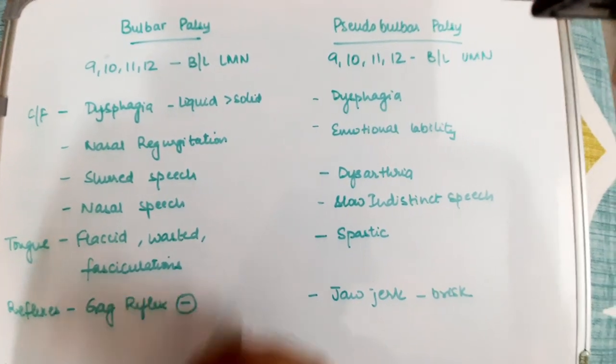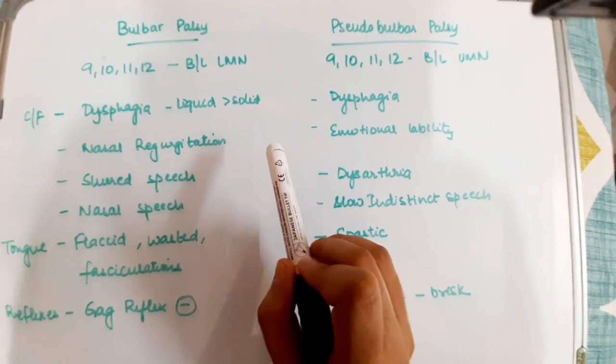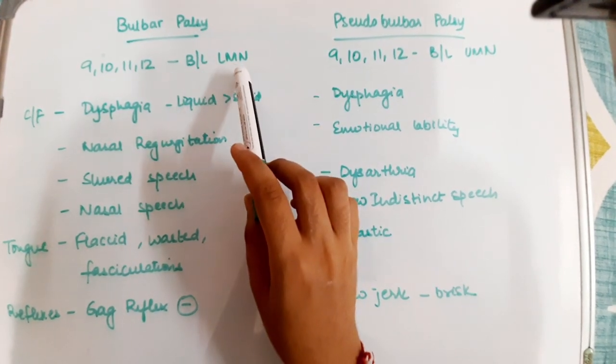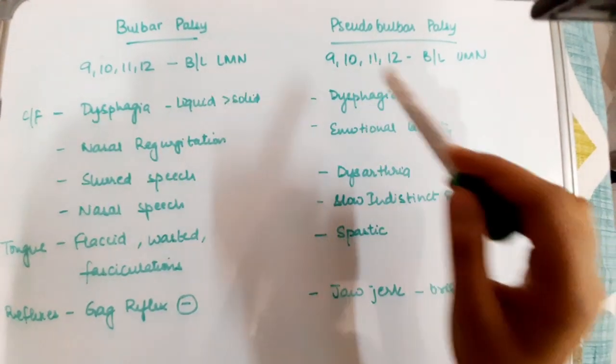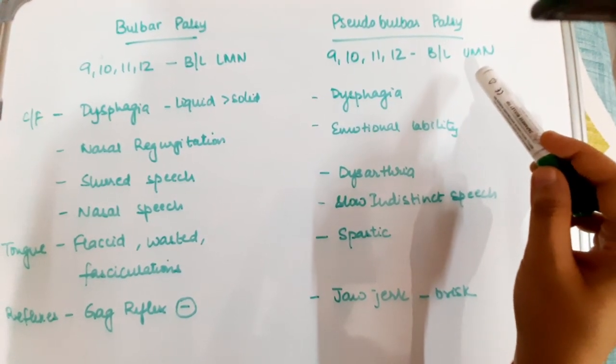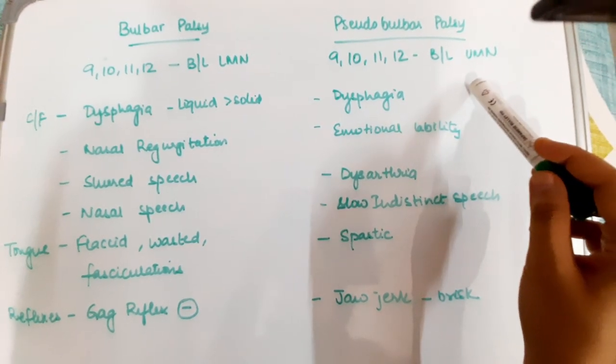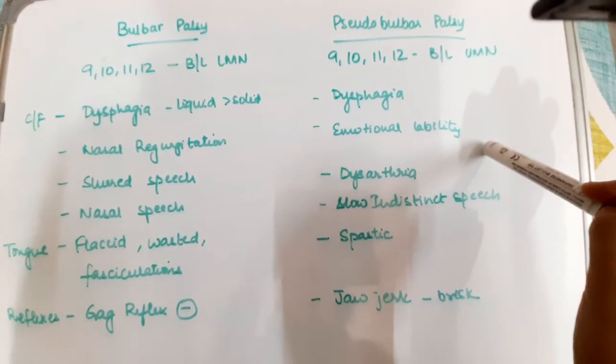It is important to remember that in an LMN lesion, the cranial nerve nuclei are involved. It is due to a lesion in the cranial nerve nuclei. Whereas in a UMN lesion, the corticobulbar tract is involved, which is the tract coming from the cortex up to these cranial nerve nuclei.